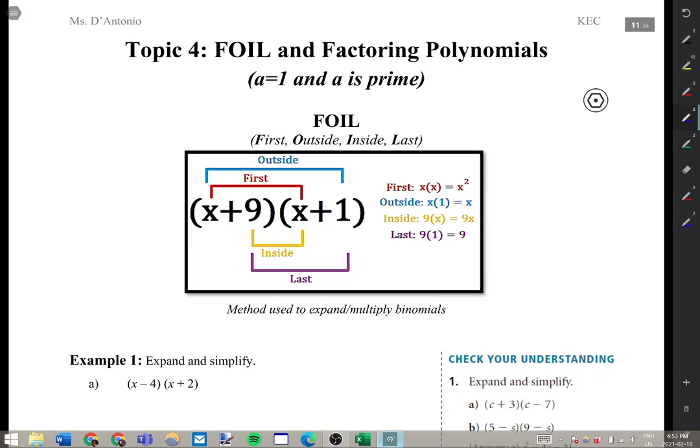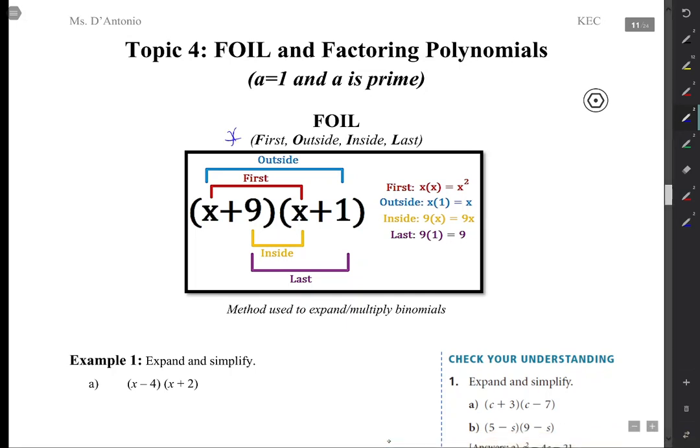In topic 4, we are going to be learning how to FOIL and factor polynomials. So let's begin with foiling polynomials. Now, FOIL is an acronym. It stands for first, outside, inside, last. And what it helps us do is multiply a binomial by a binomial.